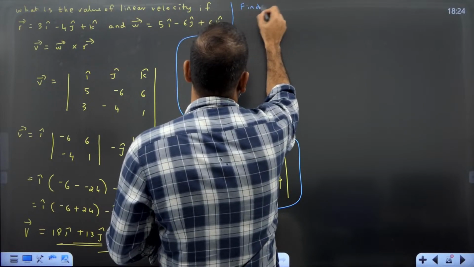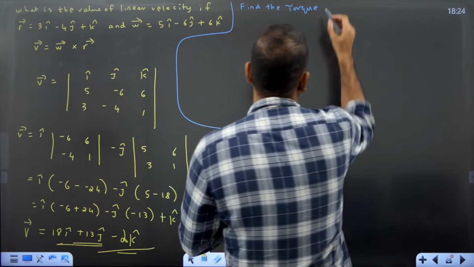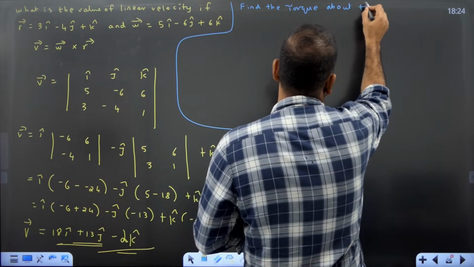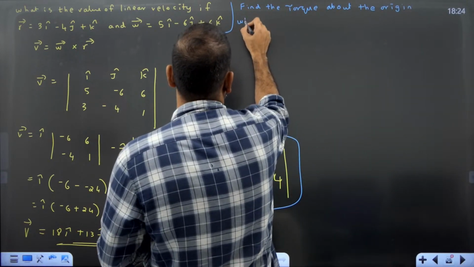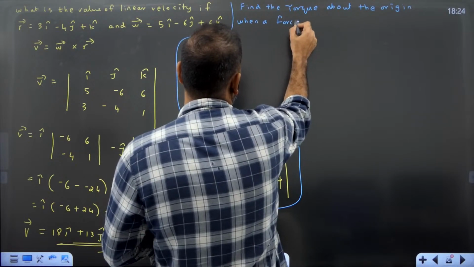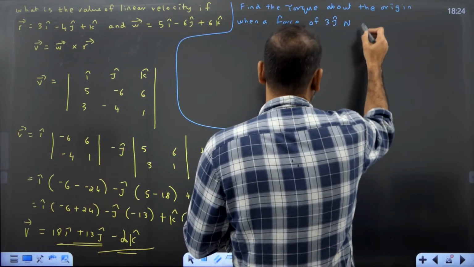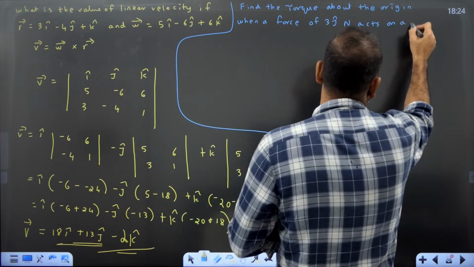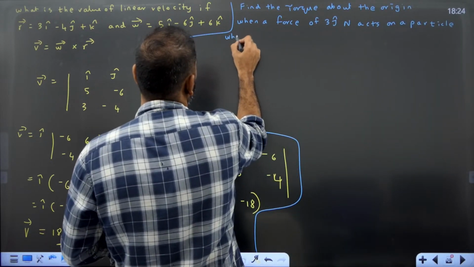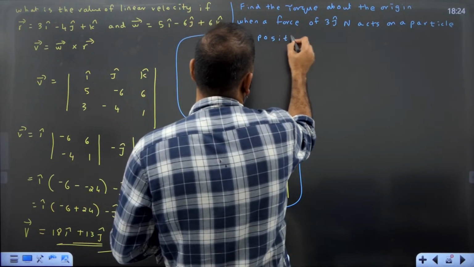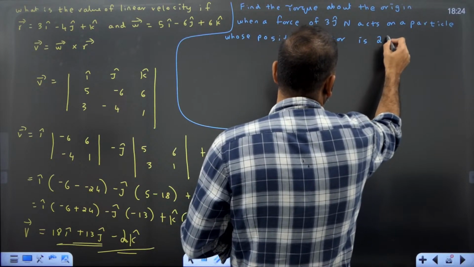Find the torque about the origin when a force of 3 J cap Newton acts on a particle whose position vector is 2 K cap meter.